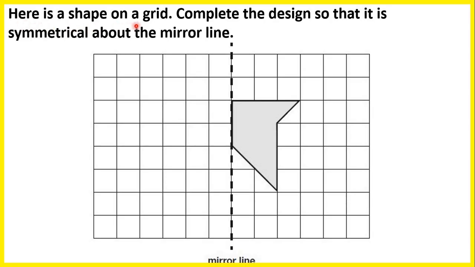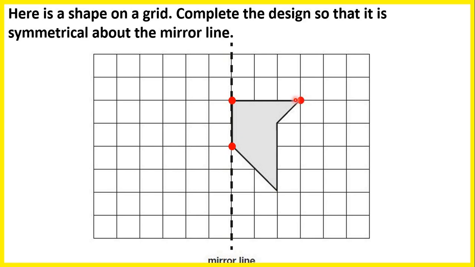Here is a shape on a grid. Complete the design so that it is symmetrical about the mirror line. So we need to have the same reflected on both sides, and the way to do that is to dot the corners. So these 2 points are on the mirror line, so they'll be on the mirror line when we reflect the shape as well.